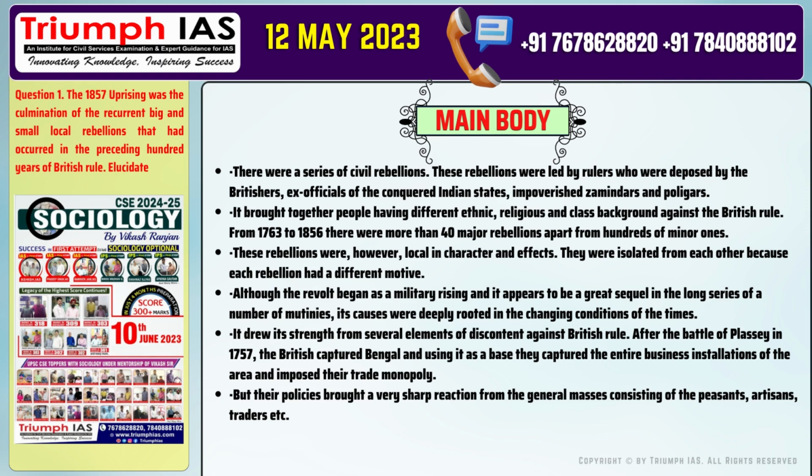Number 5. It drew its strength from several elements of discontent against British rule. After the Battle of Plassey in 1757, the British captured Bengal and, using it as a base, they captured the entire business installations of the area and imposed their trade monopoly. Number 6. But their policies brought a very sharp reaction from the general masses consisting of the peasants, artisans, traders, etc.